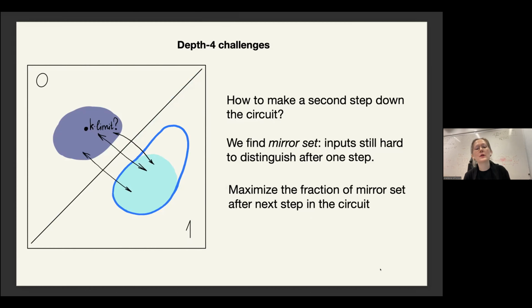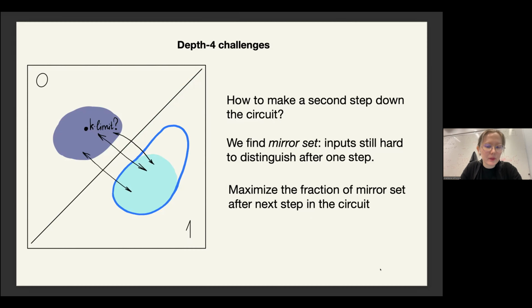And the general idea is that we need to find the inputs that still make the problem hard. We need to find something that is called a mirror set, inputs that are still hard to distinguish from this bubble of zeros that we've already chosen. So I want to determine what these inputs are. And then for the second step, I want to focus on these inputs. I want to salvage as much of them as I can. So that's the general idea of how we should overcome these depth-4 challenges, or how we should accurately do these two steps.